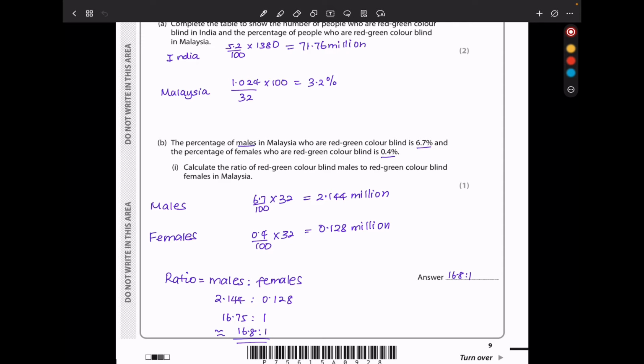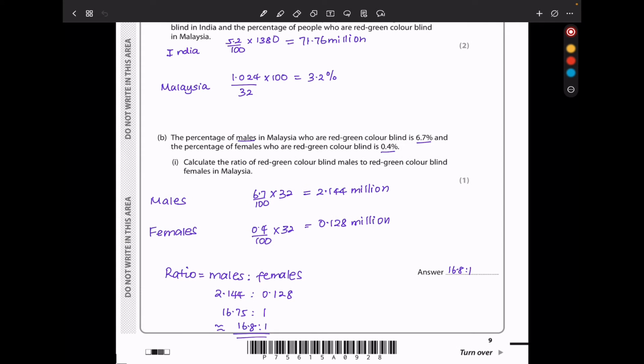So for the males, we have 6.7 divided by 100 times 32 million, which is going to be 2.144 millions. And for the females, we have 0.4 divided by 100 times 32 millions, giving us 0.128 millions. So the ratio of males to females is going to be 2.144 to 0.128. Again, this is in millions, which is 16.75 to 1, rounding off to 16.8 to 1. And this is my answer here.